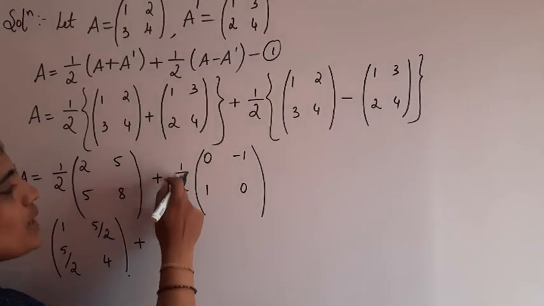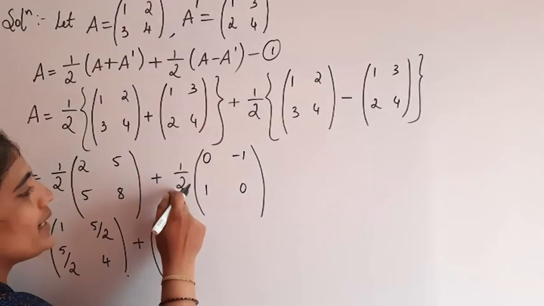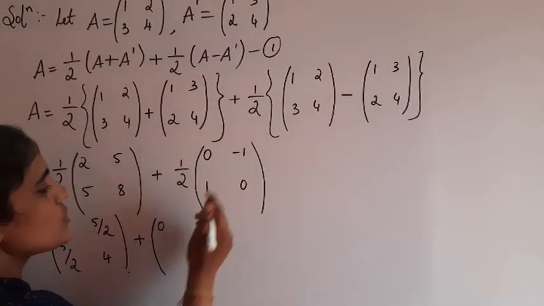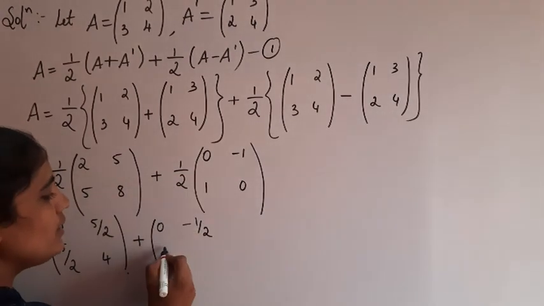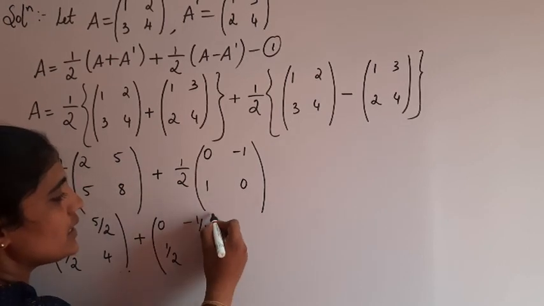So multiply this 1 by 2 inside the matrix. So here also we get 1 by 2 into 0 is 0, 1 by 2 into minus 1, minus 1 by 2, 1 by 2 into 1, 1 by 2, 1 by 2 into 0 is 0.